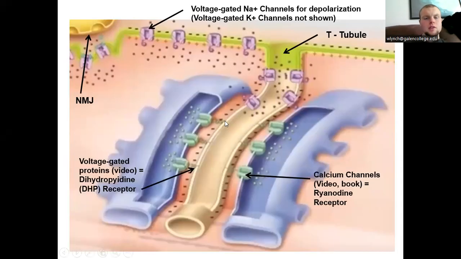All right, so this is the voltage-gated calcium channels. We have the dihydropyridine receptors here. See the two-tubule structure as a whole here. You can see some leak channels for potassium and sodium here. And there's our neuromuscular junction.